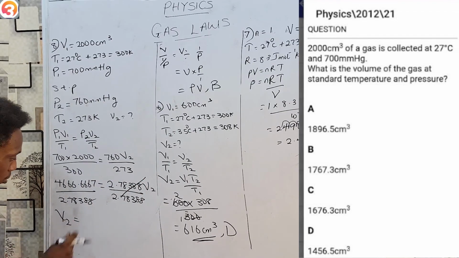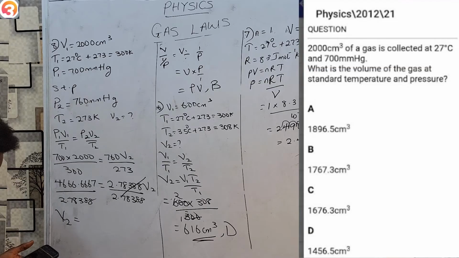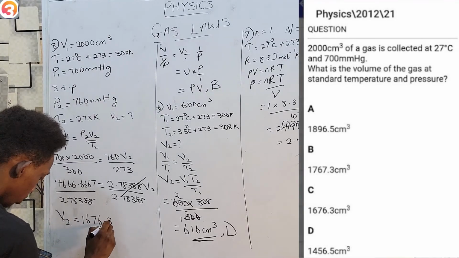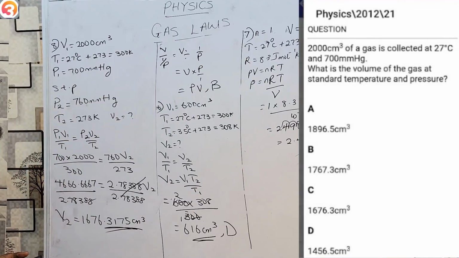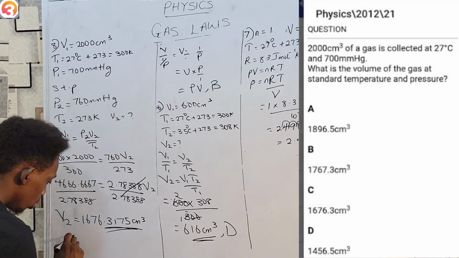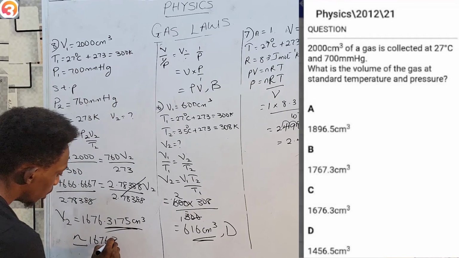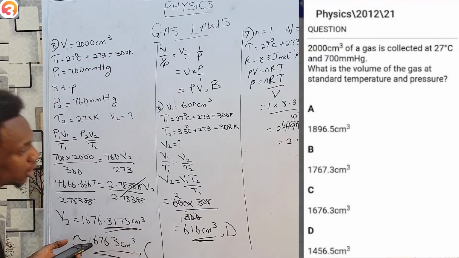Now, V2 must be equal to, let's divide 466.6667 by 2.78388. My answer is 1676.3175 cm cubed. If I take a look at my options, they have been approximated to just one decimal place. So obviously 1676.3 cm cubed, and that is option C.